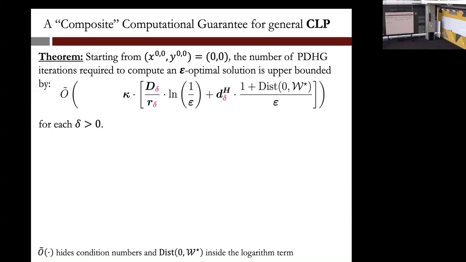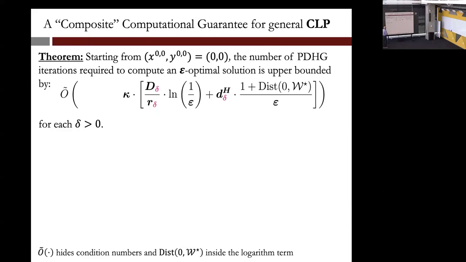So I call this composite because if this number here is big and this number here is really small, then I'm mostly getting linear convergence. And vice versa. If this number is small and this number is relatively big, then I've really got sublinear convergence. But what delta should I choose? This is true for every delta, for every sublevel set.